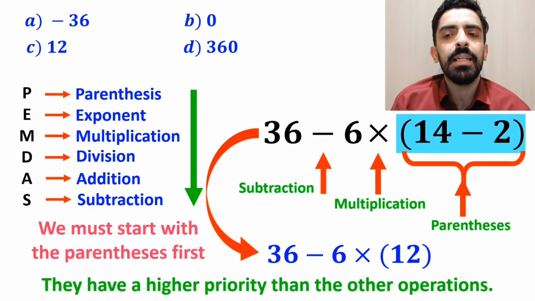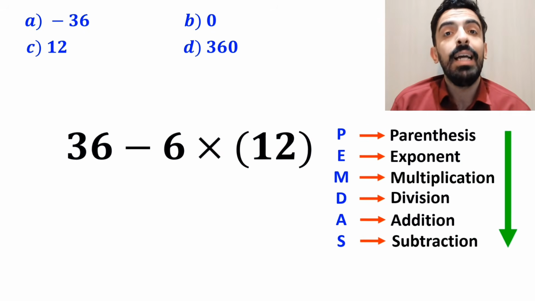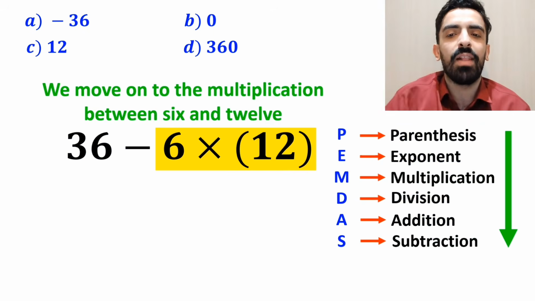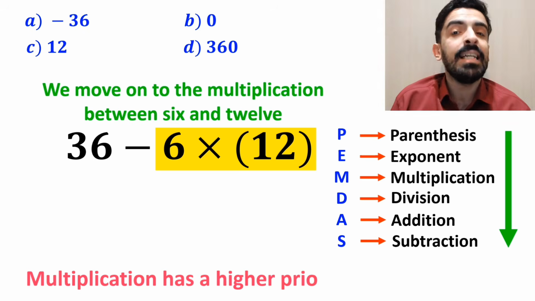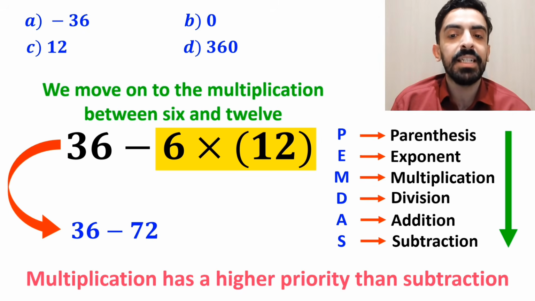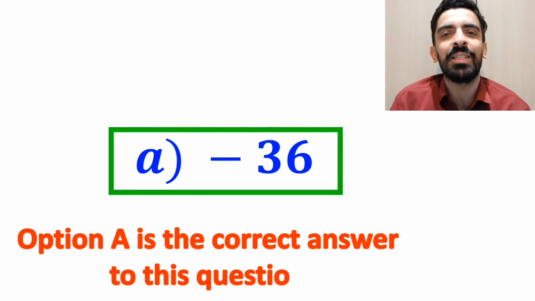So we can write this expression as 36 minus 6 multiplied by 12. And the next step, we move on to the multiplication between 6 and 12 because multiplication has a higher priority than subtraction. So we rewrite this expression as 36 minus 72, which finally gives us the answer negative 36. Therefore, option A is the correct answer to this question.